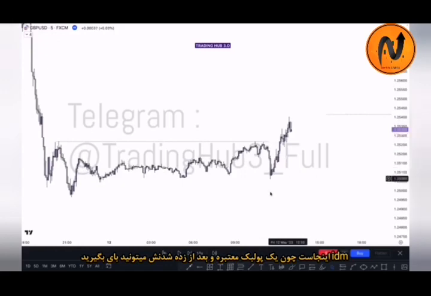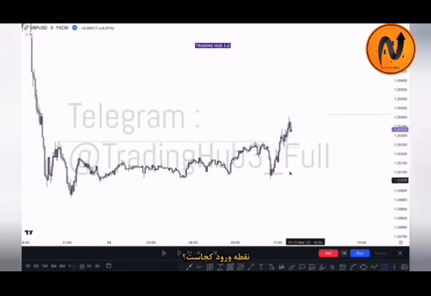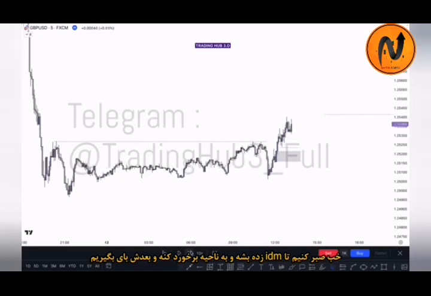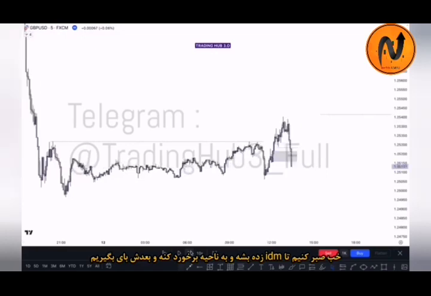Where is our inducement? This one is here because this is a pullback. After taking out this one, we can buy. So when can we buy in this case? This one is our PY, right? This is an unmitigated PY where we can buy here. So first of all, wait for it to take out this inducement or mitigate this order block, and then we can buy, right? So basically we can buy here.